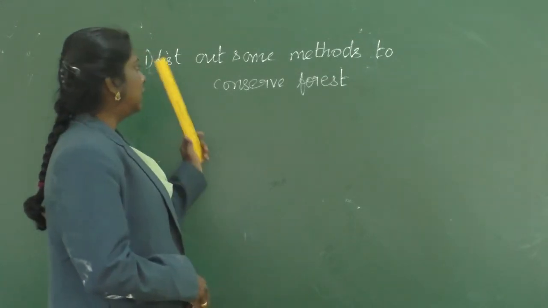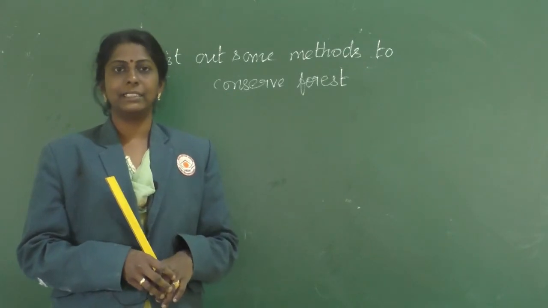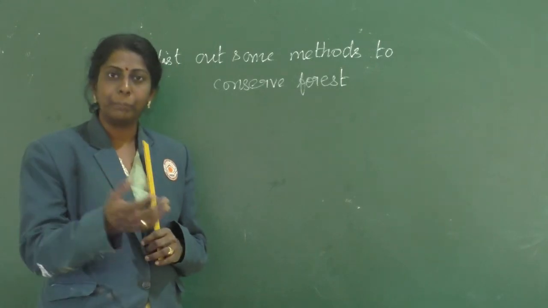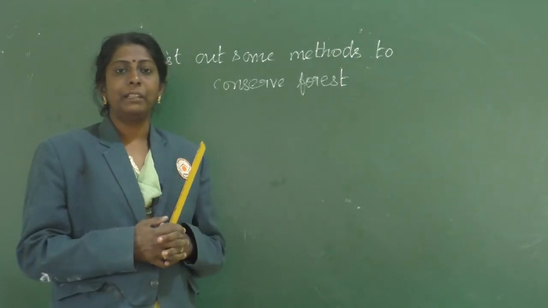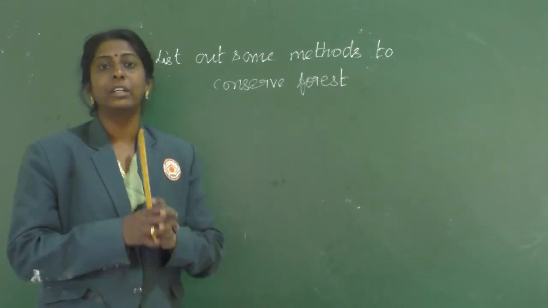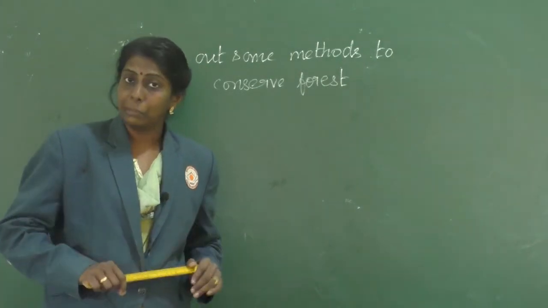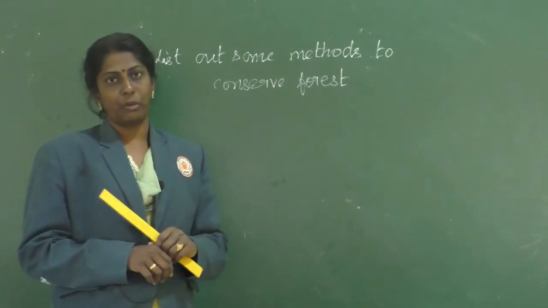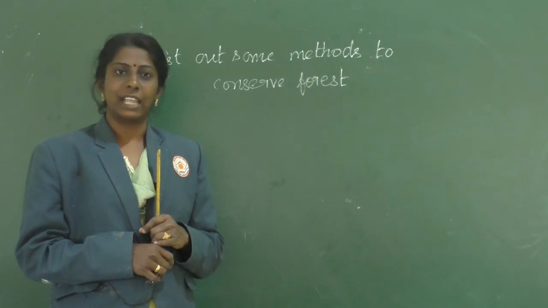Now children, activity for you all. List out some methods to conserve forest. For example, afforestation, that is, planting trees. Then another example, using biofuel instead of wood. Like that there are so many methods. You want to list out the methods to conserve forest. Prepare it, take a photocopy and forward it to your class email ID.